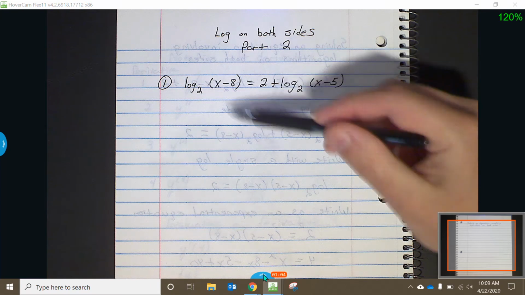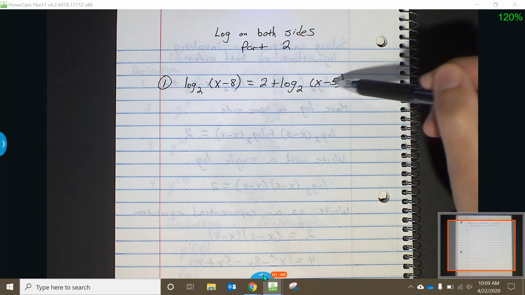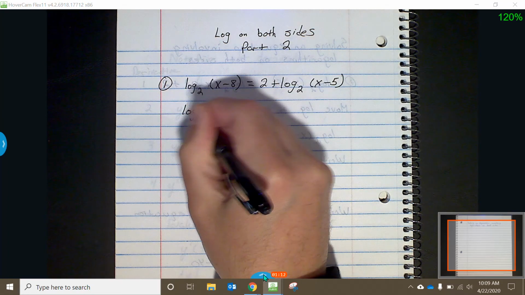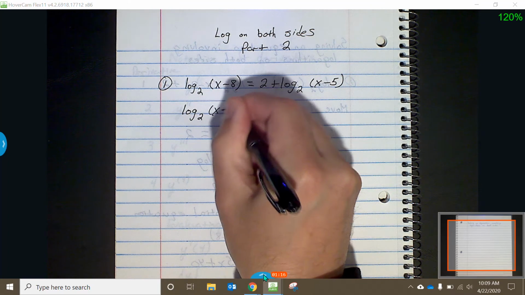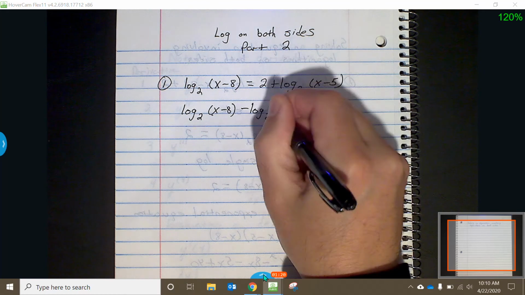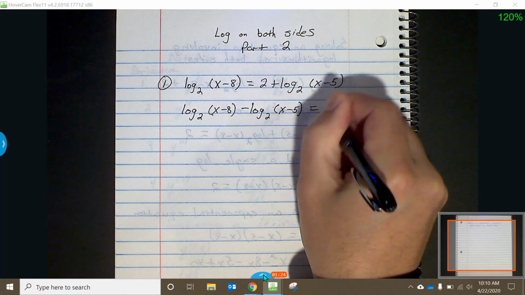So it is a plus. I want to move the log to one side. So I'm going to, because this is a plus log base 2 of x minus 5, subtract that from both sides. So we get log base 2 of x minus 8 minus log base 2 of x minus 5 equals 2.